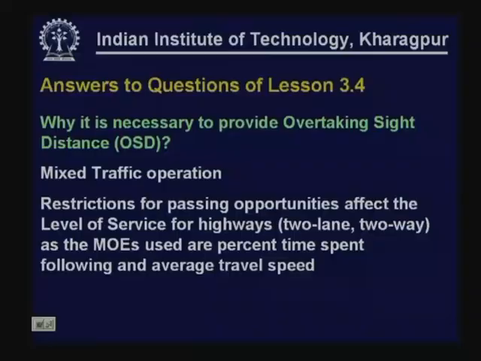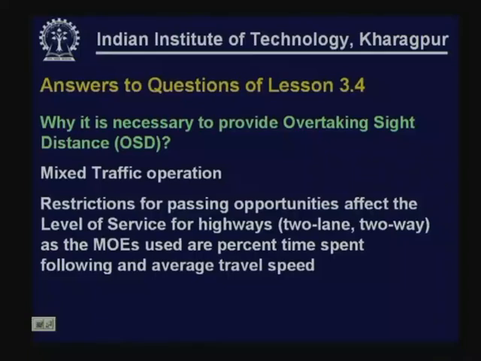Now, I shall try to answer the questions of lesson 3.4. Why is it necessary to provide overtaking side distance? You know that every vehicle does not travel at the same speed, particularly in mixed traffic operation. So, wherever there is traffic operation on highways and other types of roads, particularly mixed traffic operation, it is required in other cases also, but it is more required for mixed traffic operations due to the differential speed criteria. So, opportunity for overtaking should be given.